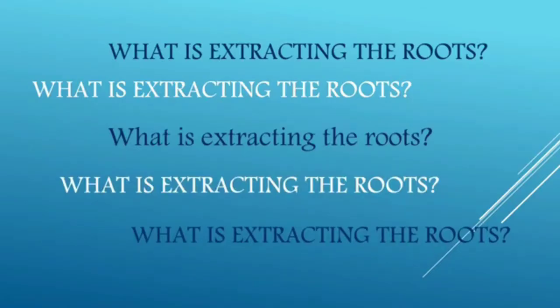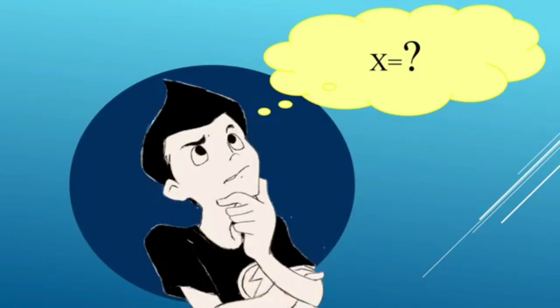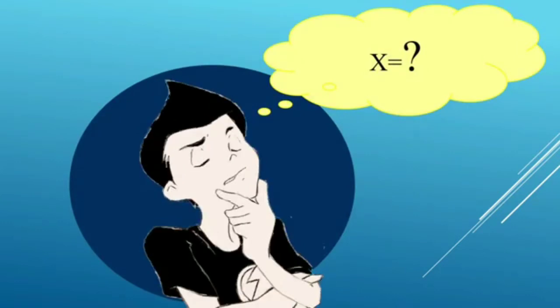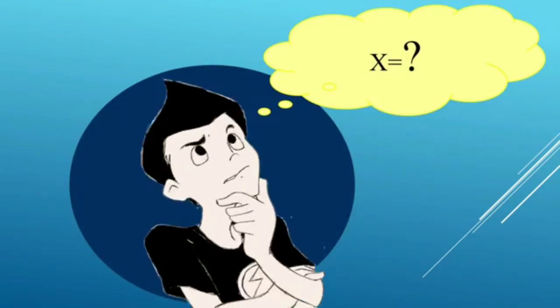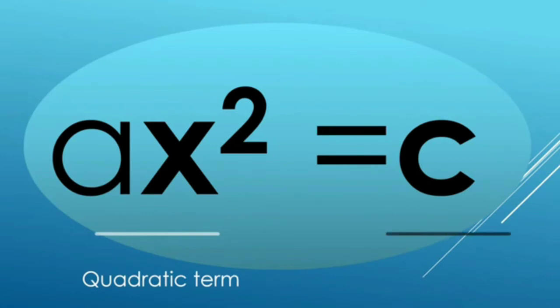What is extracting the roots? We use this kind of method to find the roots that will satisfy the quadratic equation. But the question is, how do we do it? In using this method, we need to make it into the form ax squared equals c, where ax squared is the quadratic term and c is the constant. Here are the steps in solving by extracting the roots.